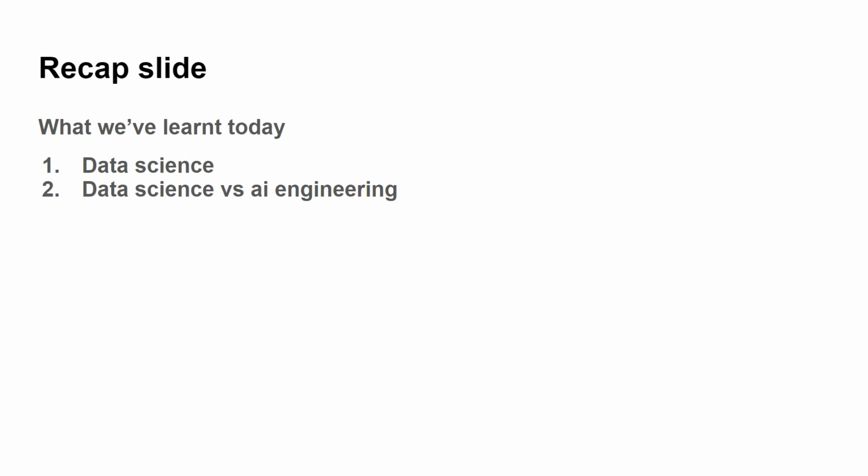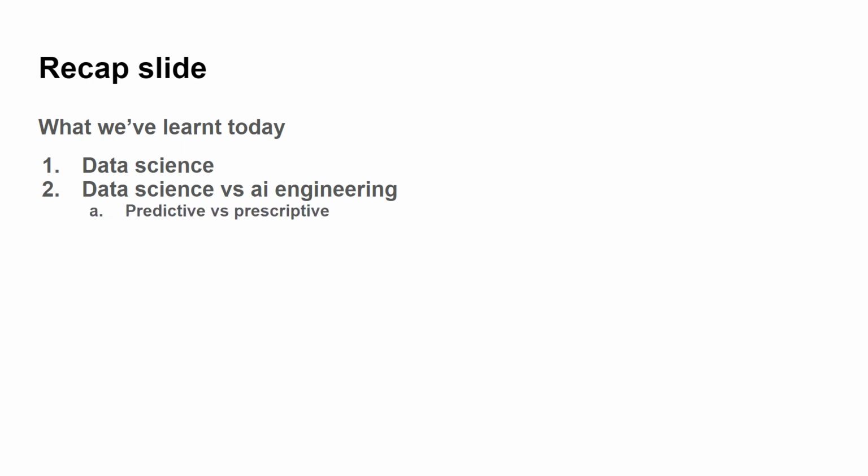We've also learned what data science versus AI engineering is, and we've learned that some of the differences between data science and AI engineering are that data scientists focus on predictive use cases, while AI engineers focus on prescriptive use cases. And data scientists mainly use traditional models, whilst AI engineers do not. They use generative AI models.